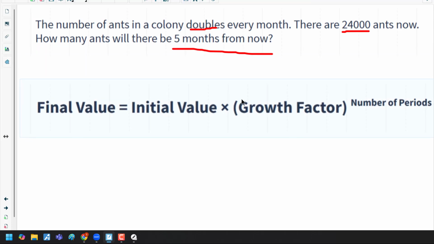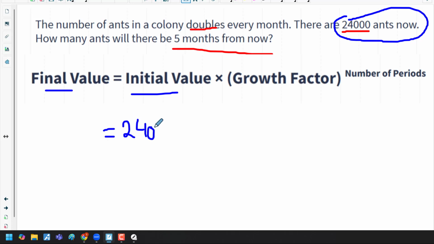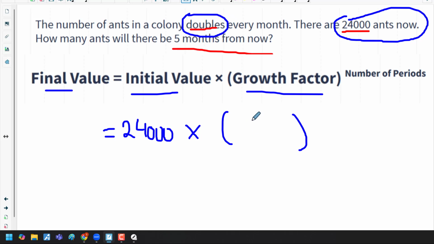Here we have our formula. So our final value is how many ants will be there in 5 months from now. That's what we're looking for, right? Final value. Our initial value, what's our initial value? There are 24,000 ants now. So that's our initial value. So this is going to be 24,000 times, what's my growth factor? Well, the keyword is doubles. And if you remember, doubles means 2. Growth factor is 2.